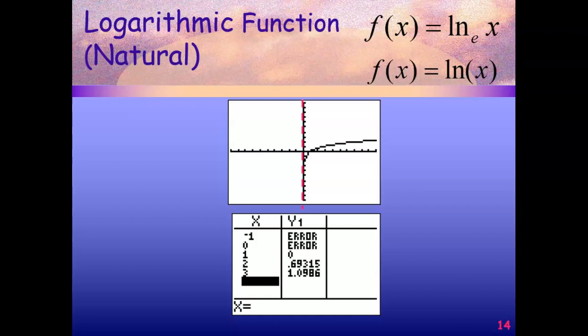You can see in the table at -1 there's an error, at 0 there's an error. You have the point 1, 0, and then you have some other values. And you can see that this grows a little bit faster than a common log. And so I always tell people, think about the exponential form of that. So e to the x is like a little over 2 as it grows.